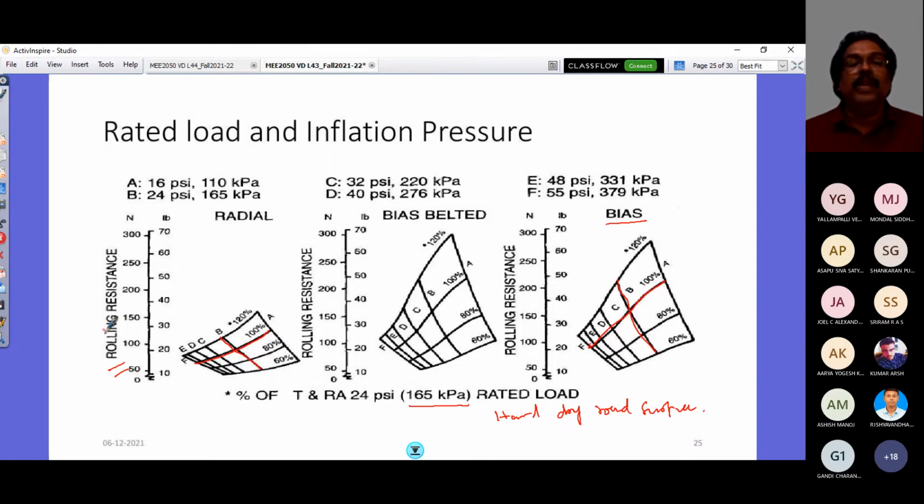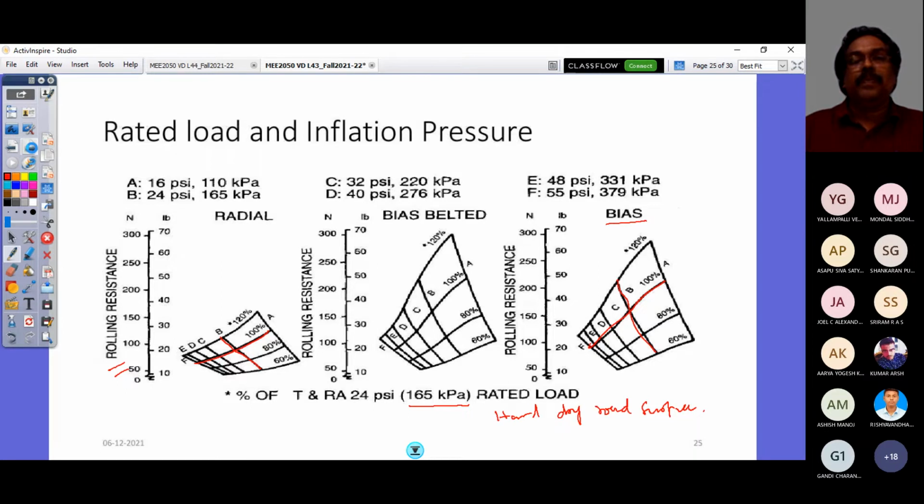How do you get that? You divide this on the y-axis by the load, and you get the value, right? So a comparative study is being made on different types of tire construction, radial tire and bias tire, and you can see that bias tire has more rolling resistance under these conditions compared to radial tire. And bias belted tire is the combination of both, and that has an intermediate value, right? So this is the influence of load and inflation pressure on rolling resistance.